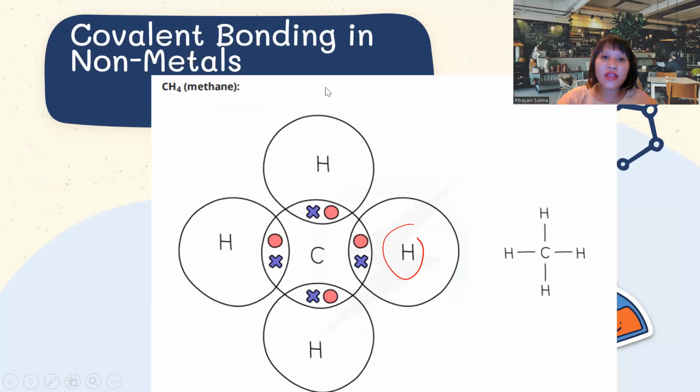So what they do is hydrogen shares 1 electron with carbon, so they fulfill the 2 electrons to make a stable electron configuration. And carbon makes covalent bonds with the 4 hydrogen, sharing 1 electron from each hydrogen. So they get 4 shared electrons, and in total they get 8 electrons, so they can be stable, with an electron configuration similar to the noble gases.